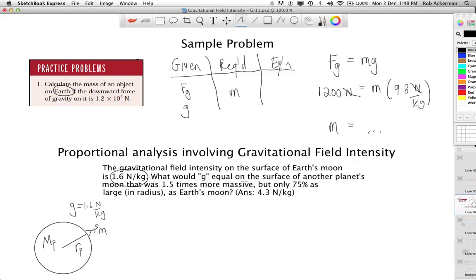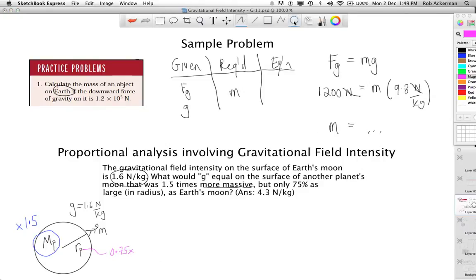What would be the value of g on the surface of another planet's moon if that moon was 1.5 times more massive? So now we're taking this mass and we're going to multiply it by 1.5. We're going to imagine a moon that is heavier, 50% heavier. And we're also going to imagine that the radius is only 75%, so 0.75 times the radius of the planet.